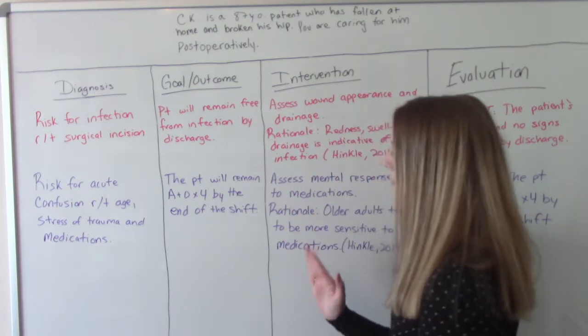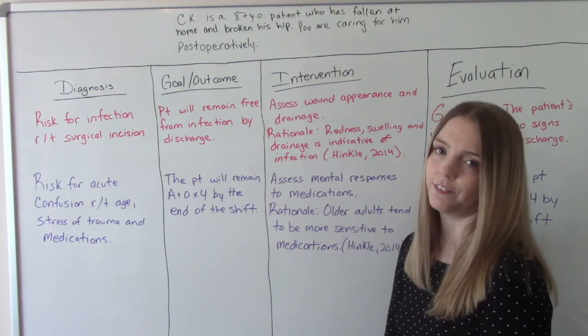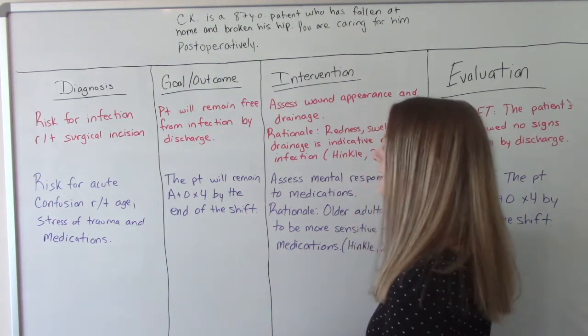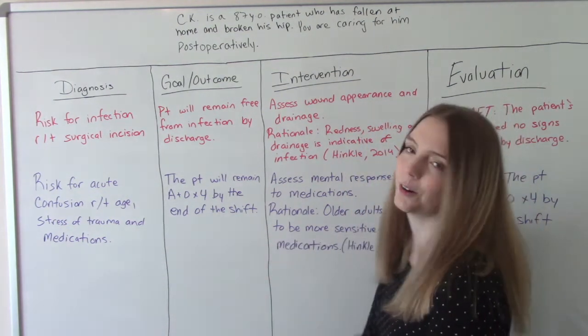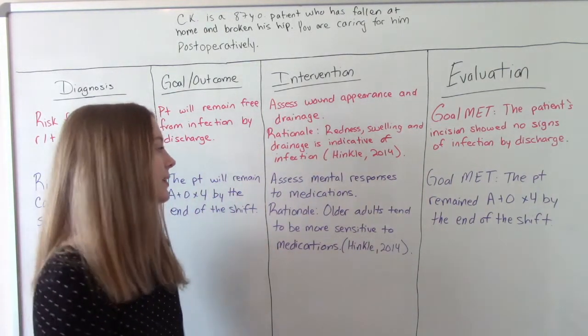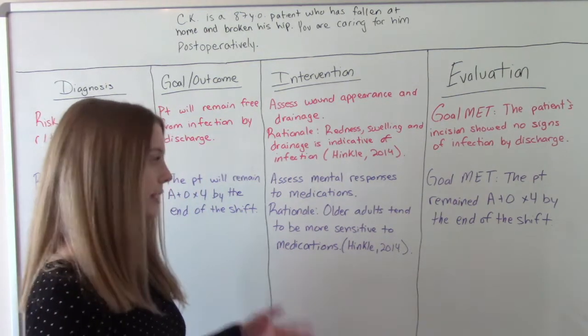So our goal, the patient will remain A&O times 4 by the end of the shift. So while we're taking care of them, during our shift, making sure that they're still A&O times 4. And how are we going to do this? We're going to assess their mental responses to the medications.